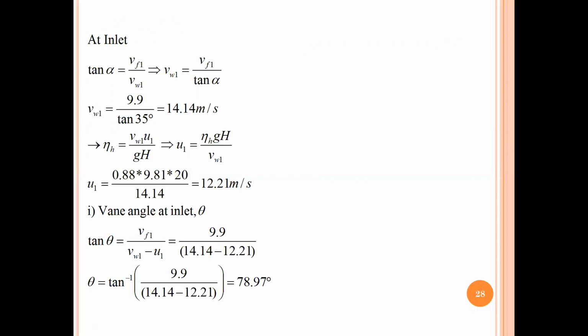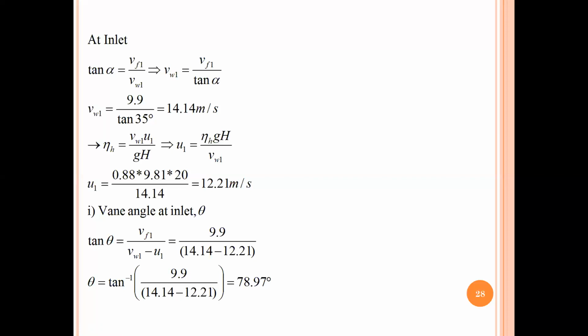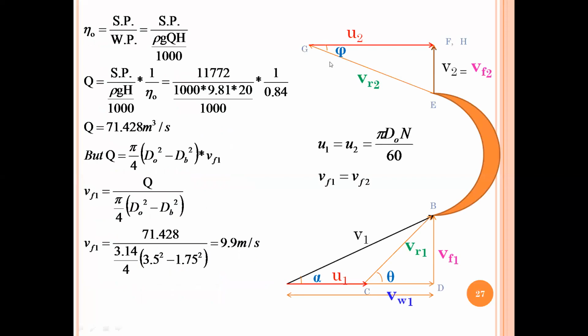Now next I have to find at the outlet. So I'll make use of the condition. I know that at inlet and outlet your U1 is equal to U2, and at inlet and outlet your velocity of flow is the same. Vf1 is equal to Vf2. Now coming to outlet, we have to find the value of phi. So phi, we know, is equal to Vf2 divided by U2.